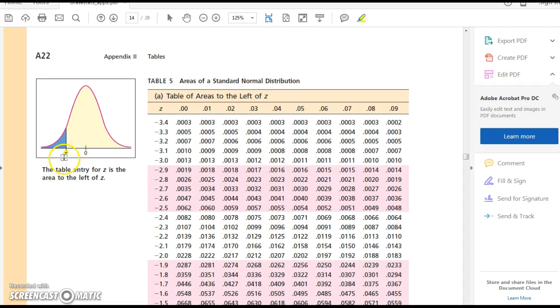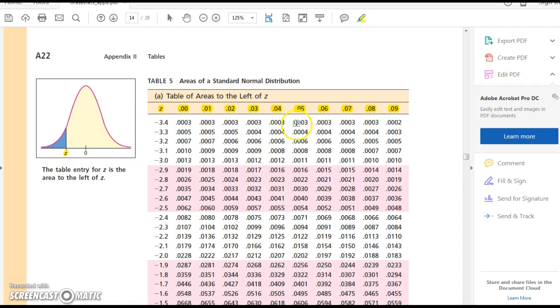So what this table does is it takes those z values and splits them into two parts. We have the ones place and the tenths place as row headings going down this first column, and then it takes the hundredths place and puts it as column headings. So really, the z value is broken up into two parts as we look at it.